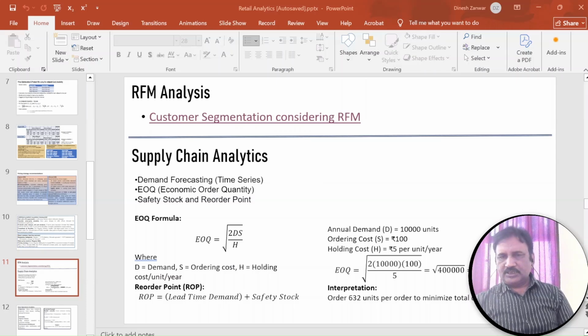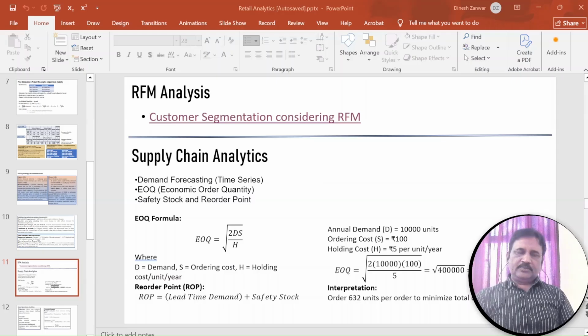And cost per order is 100, so 1,500 will be spent in ordering cost, right? Holding cost is going to be moderate, and holding cost is going to be 632 into 5. This total of the cost is going to be minimum. If you order any other quantity, the total cost is going to be more than this one, right?